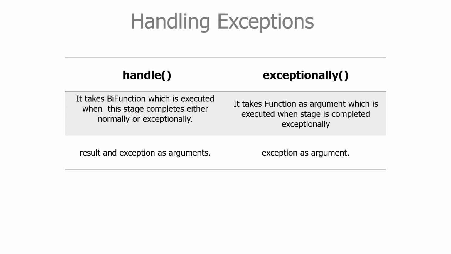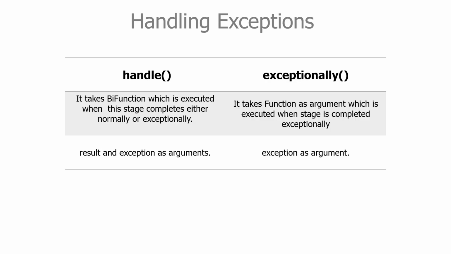Now the last thing that we are going to see is how to handle exceptions which are thrown from a CompletableFuture. So basically there are two methods provided with CompletableFuture where we can handle the exception. One is handle, another one is exceptionally. So handle gets called whenever a CompletableStage or CompletionStage completes either normally or exceptionally. So it gets called in both the cases, even if it is successful or even if there is an exception.